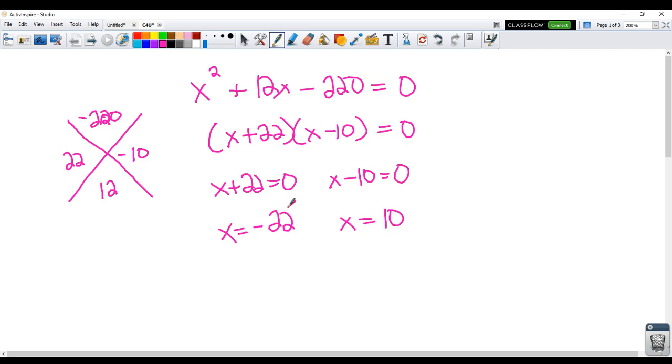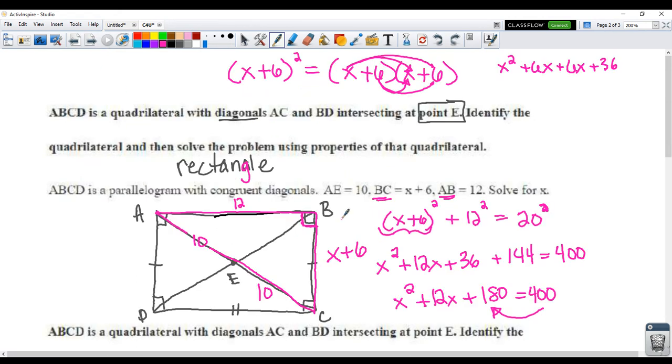And since this is a geometry class, we can't have a negative length, so we're going to go with x equals 10 as your answer. Okay, x equals 10. So now let's go back and see if there's anything else we need to do. Oh, it just says solve for x. So x equals 10 is your solution, and it looks like we're done. Okay, so a parallelogram with congruent diagonals is a rectangle. And we set up and solve a Pythagorean theorem problem where we do a little bit of algebra and we factor in order to get x equals 10.